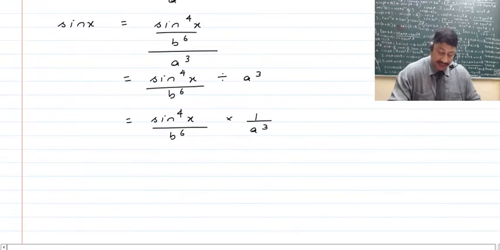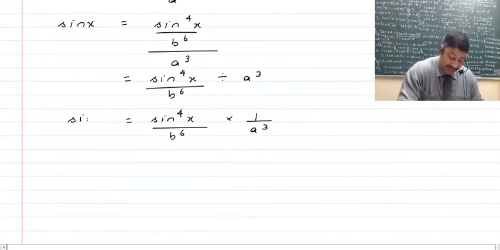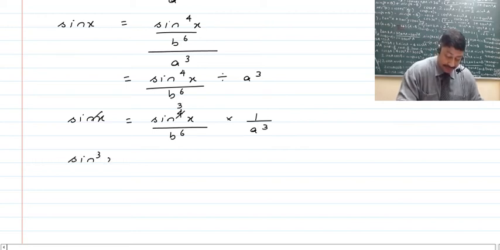And further then we get to see that on the left hand side we have sin x, so 1 power of sin x gets cancelled from both the sides, and thus we can now write sin cube x, which becomes equal to a raised to the power 3 b raised to the power 6.